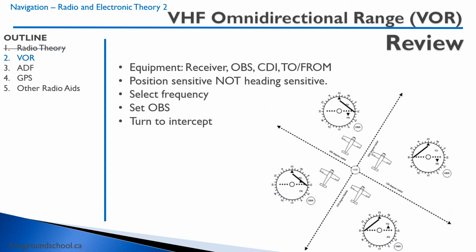VOR equipment has a receiver, an OBS knob, a course deviation indicator, and a to from flag. The VOR is position sensitive, not heading sensitive, so it doesn't matter what heading you are going at a given position, your VOR will always read the same thing.